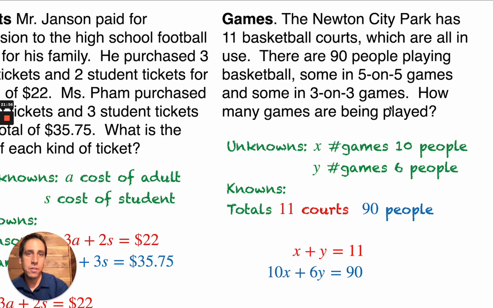Unknowns. What don't we know? We don't know how many games are being played. There are 10 people in the 5-on-5 games, and the 3-on-3 games have 6 people. So we know there's a total of 11 courts and 90 people. Boom. X plus Y is equal to 11. And then 10x plus 6y is equal to 90. It's the total number of courts equation and the total number of people equation.